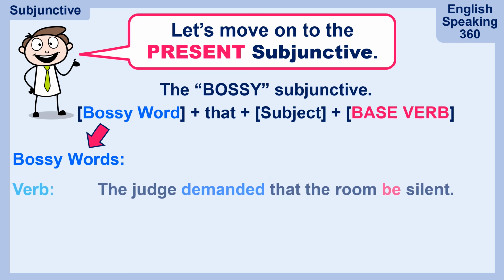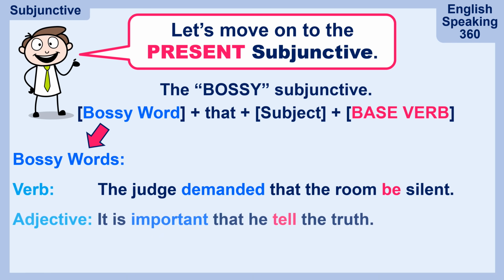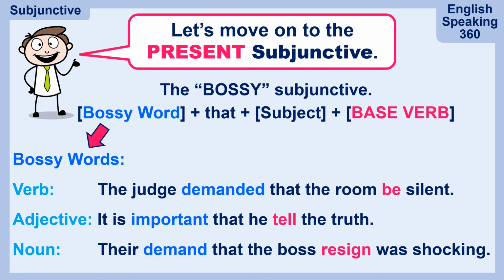Let me explain. You can have a bossy verb. The judge demanded that the room be silent. You can also have a bossy adjective. It is important that he tell the truth. A bossy noun also is possible. Their demand that the boss resign was shocking. So you see, in all of these cases here, we only use the base verb. The room be silent. He tell the truth. The boss resign. And that is the present subjunctive.